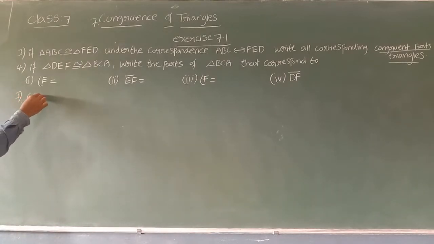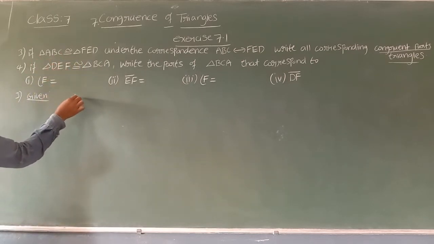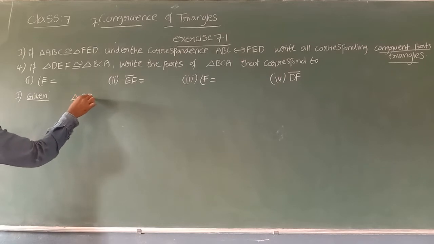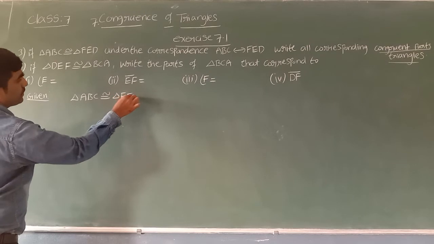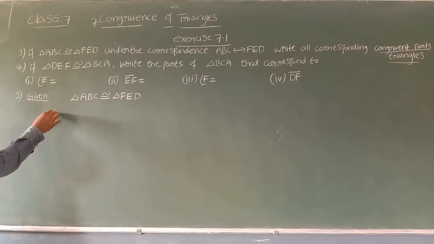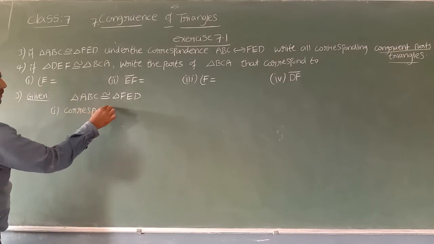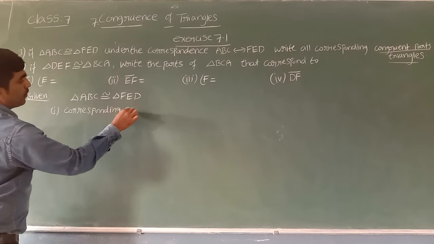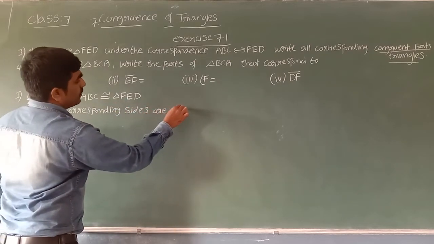So in the question itself we are given that two triangles are congruent: triangle ABC is congruent to triangle FED. He asked you to write the corresponding parts. What are the corresponding parts? First, corresponding sides are equal. If two triangles are congruent, corresponding sides are equal.